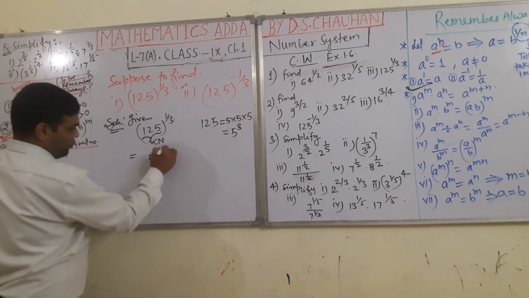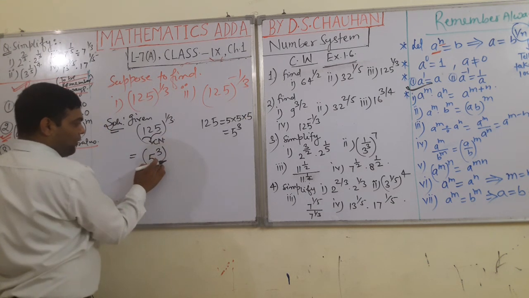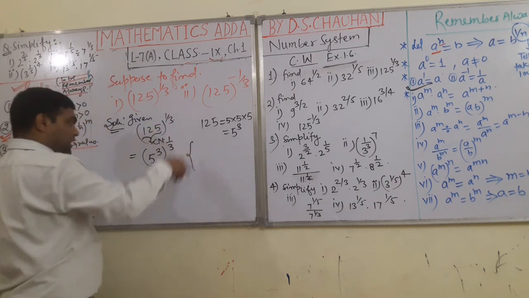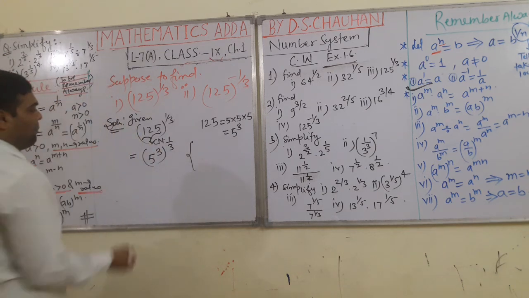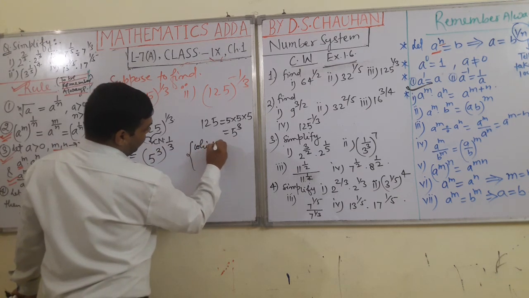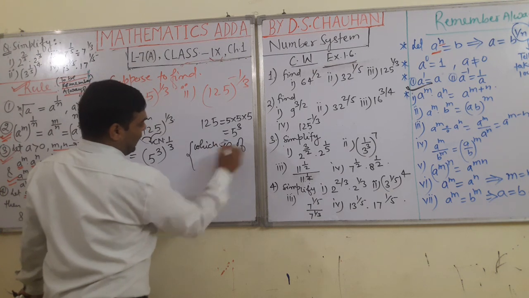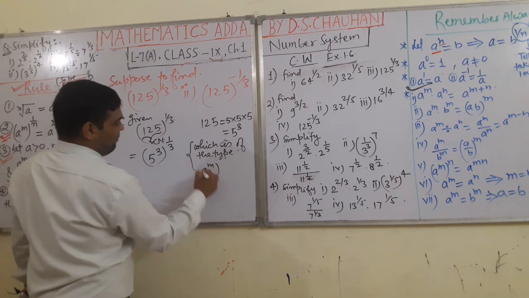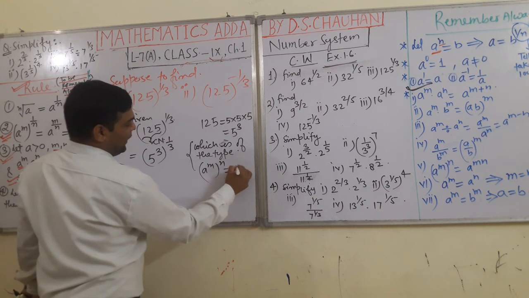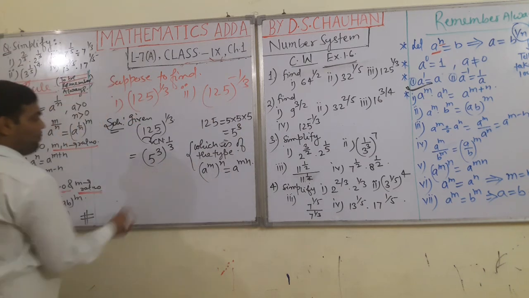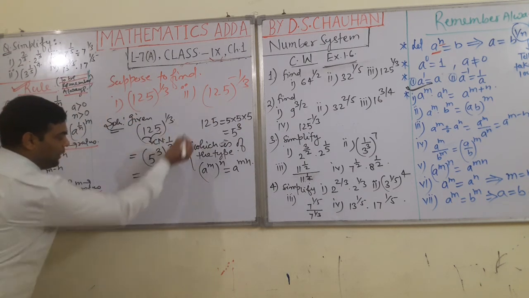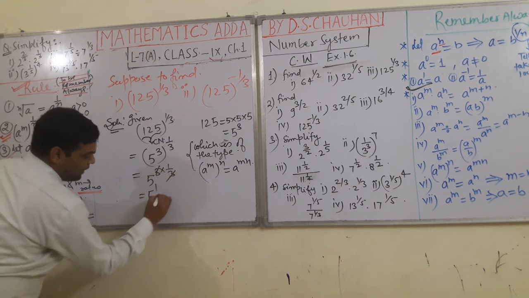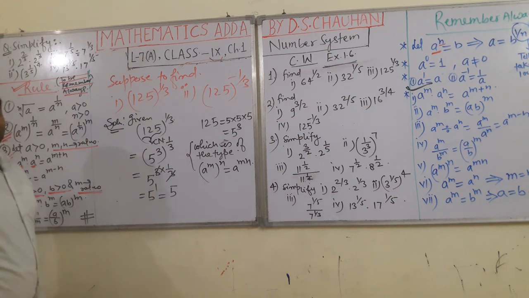So it is 5 to the power 3 to the whole power 1 by 3. Now this expression has taken a form which is of the type a to the power m to the power n. What could it be? A to the power mn. So easily we can note down 5 to the power 3 into 1 by 3. 3 and 3 get cancelled. It is 5 to the power 1. Simply we can note down 5.